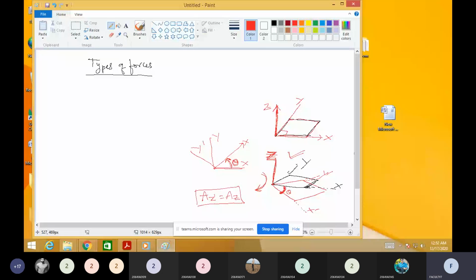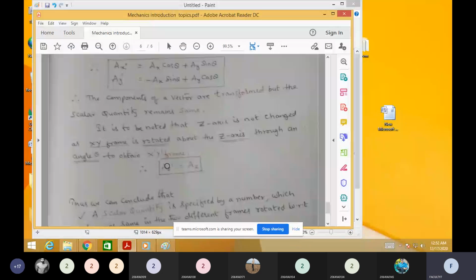So that's the thing we had concluded in the topic. Okay, so here this is the thing. Az component and az dash component are remaining same. So what is the conclusion here? It is to be noted that z-axis is not changed as the xy frame is rotated about the z-axis through an angle theta to obtain the x dash y dash frame. Okay, so that was the conclusion regarding vector.